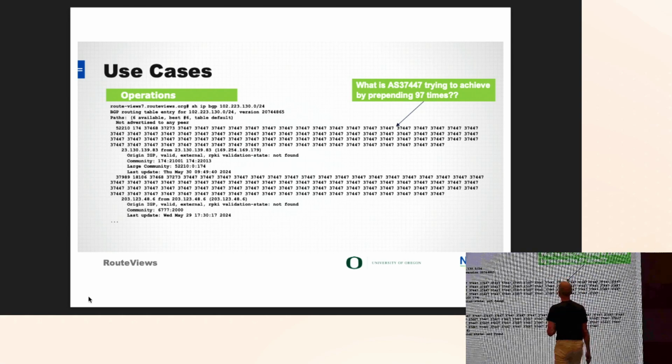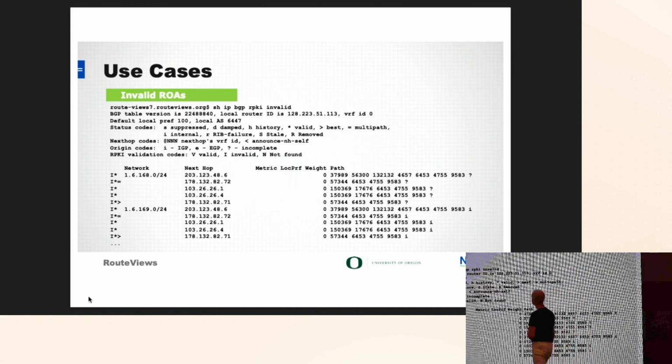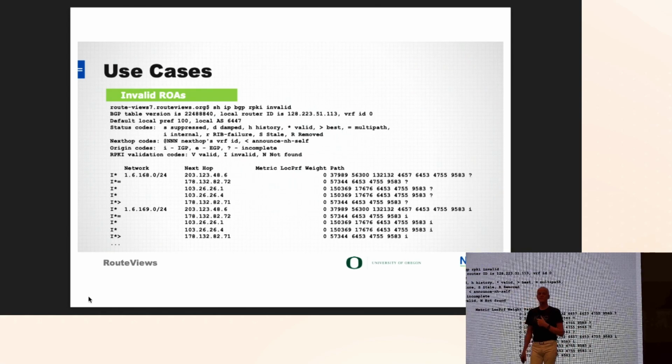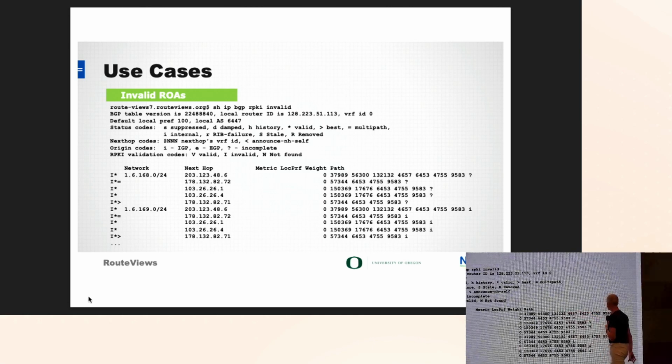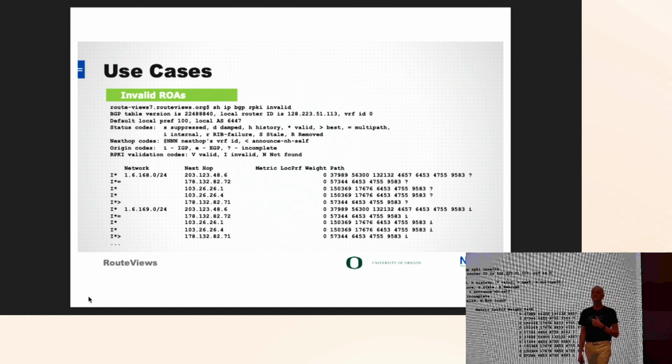No idea. Here's another one. You can check the invalid rows. So again, I just picked the top of the table. Here we've got this /24, the row is invalid, it's originated by 9583. I have no idea who actually should be originating it.